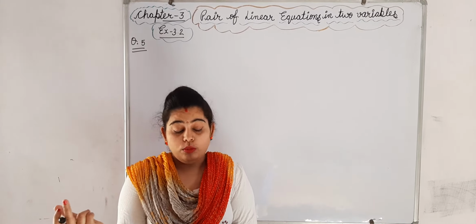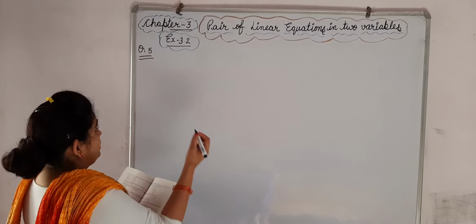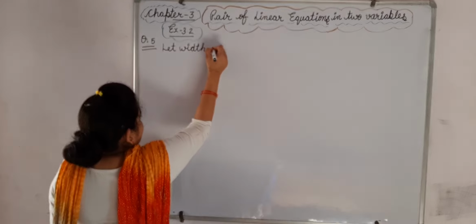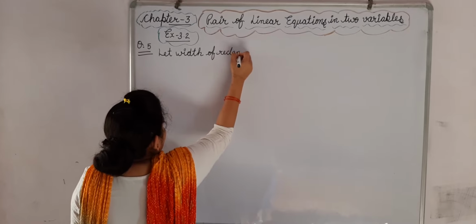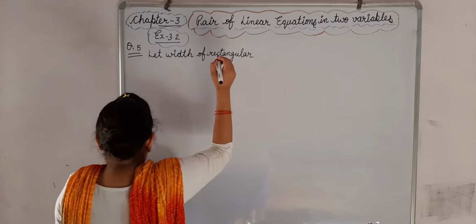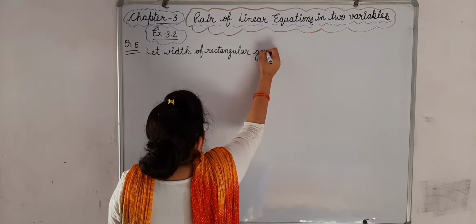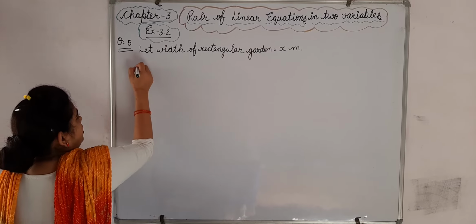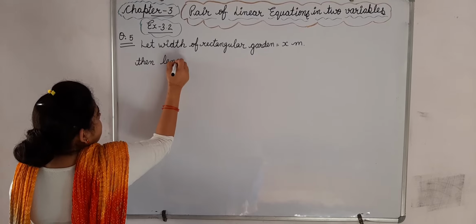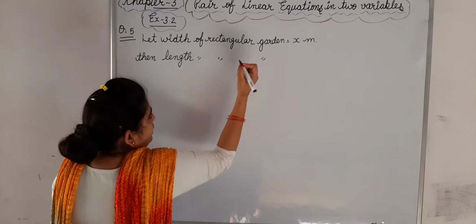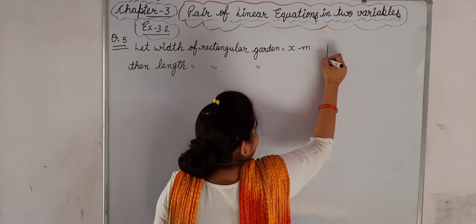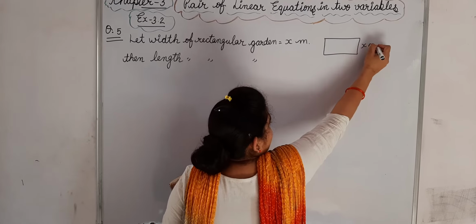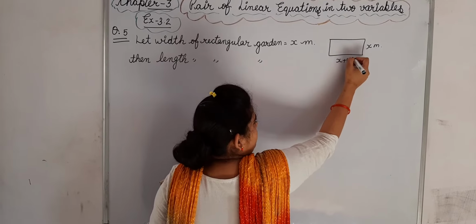लेंथ जो है उसके विड्थ से 4 मीटर बड़ी है, मीन्स वी हैव टू कंसीडर इट्स विड्थ. Then let width of rectangular garden is x meter and breadth is then length of rectangular garden is 4 meter more than its breadth. Suppose it is a rectangular garden and its breadth is x meter, then its length will be x plus 4 meter.